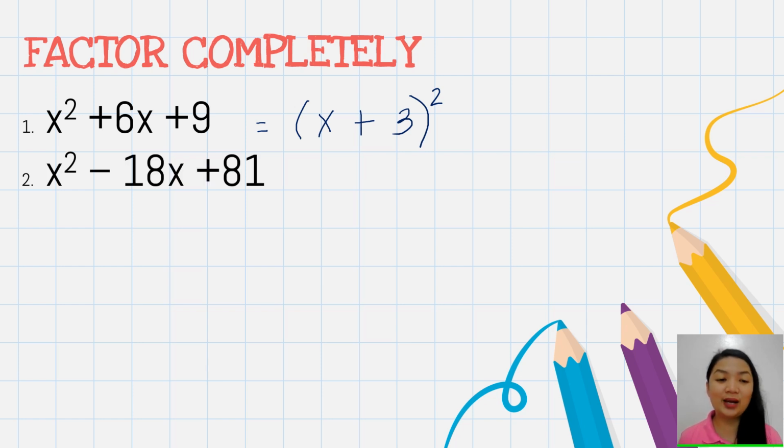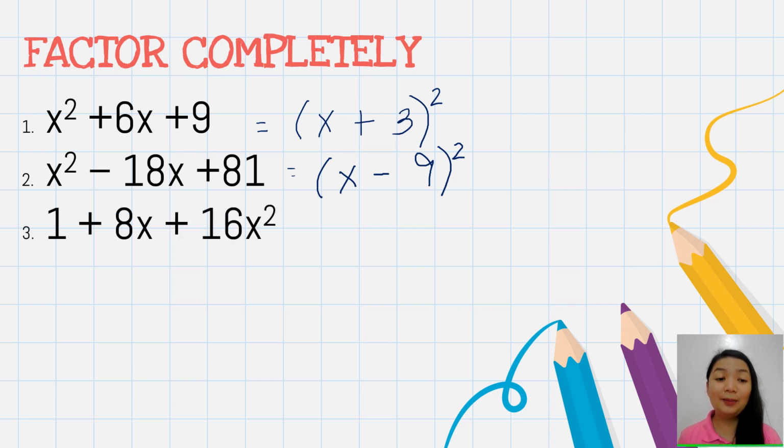How about x squared minus 18x plus 81? So the square root of x squared, correct, it is x. And the square root of 81, yes, it's 9. The sign between the terms is, yes, negative, similar to the sign of our middle term. How about 1 plus 8x plus 16x squared?